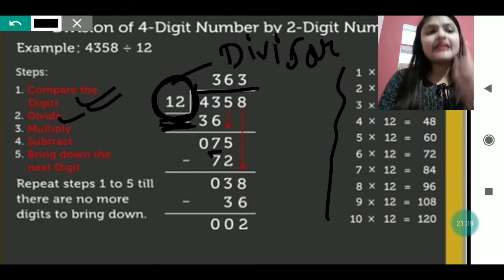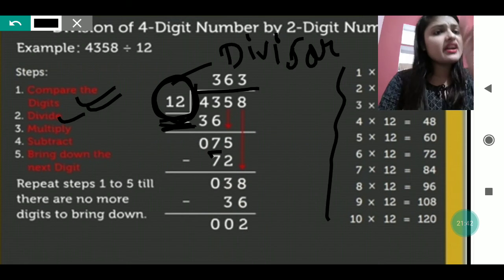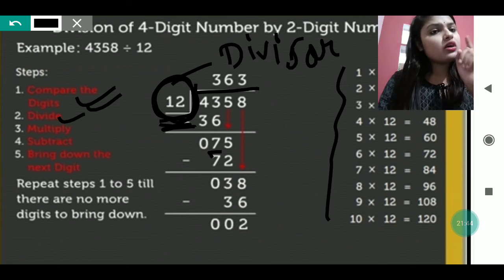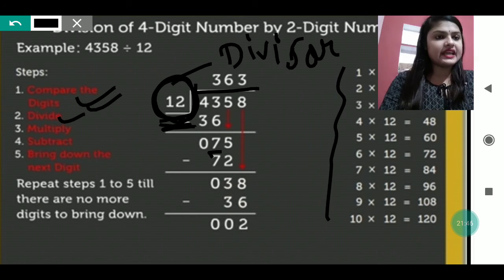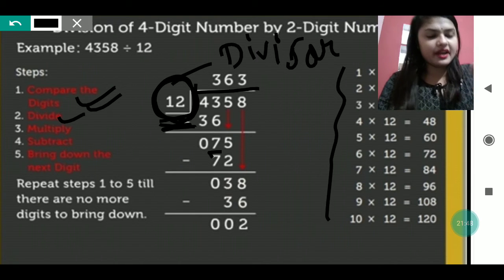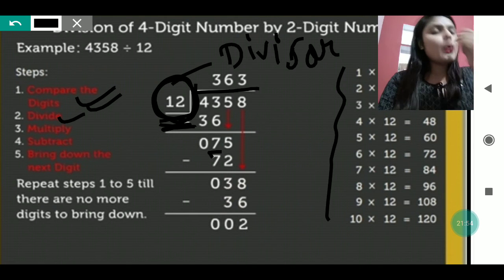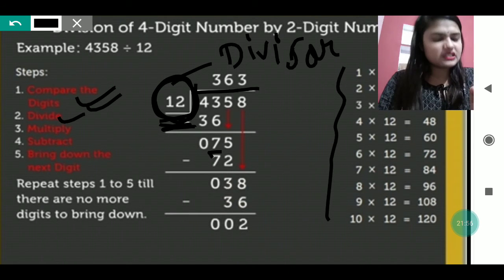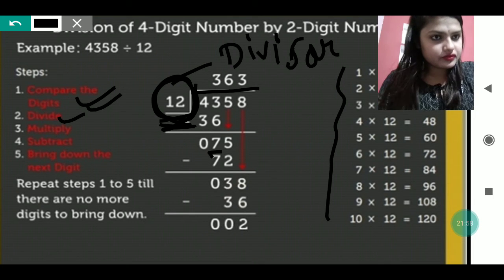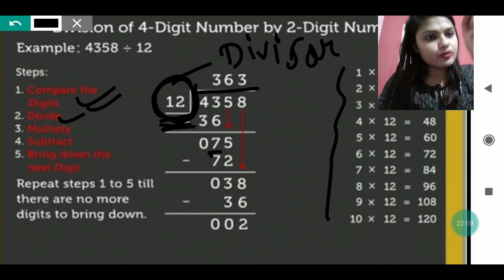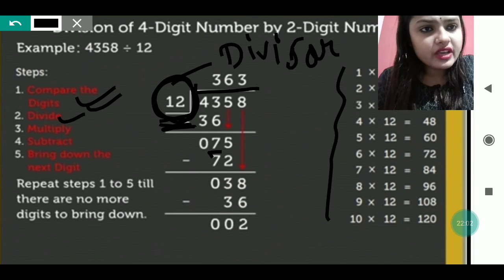Whenever we are taking the next number down, the arrow is a must. Whatever number you are taking down, you have to give the arrow. Keep this in your mind. Whenever you are taking a number from the dividend column downside for dividing, you have to put this sign. So you have to give the arrow. This arrow I have given, you can see.